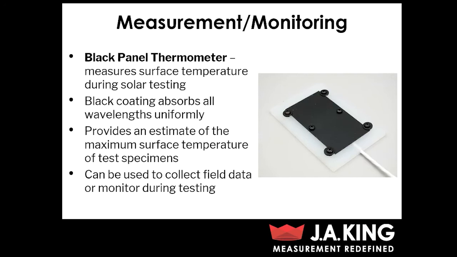And the next piece of equipment I want to talk about is a black panel thermometer. And this is used to measure your surface temperature during solar testing. It's a little bit different than just a standard thermocouple because, as you can see from the picture, it's got a black coating on it. And this is used to absorb different wavelengths of radiation. So essentially what this is going to do is act as a black body during testing. So it's going to provide an estimate of your maximum possible surface temperature during testing. And again, just like a pyranometer, this can be used to collect field data to help you choose your parameters of testing. And it can also be used to monitor the test as well.